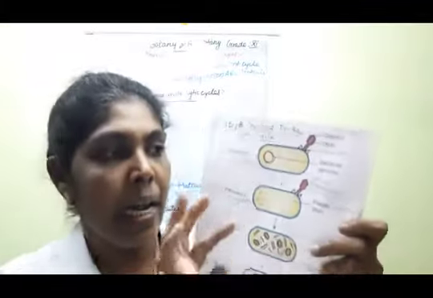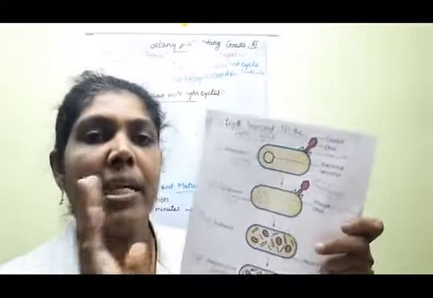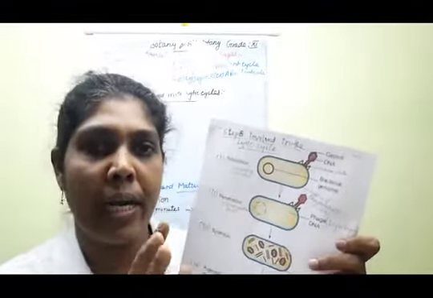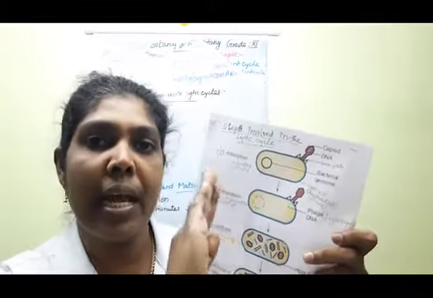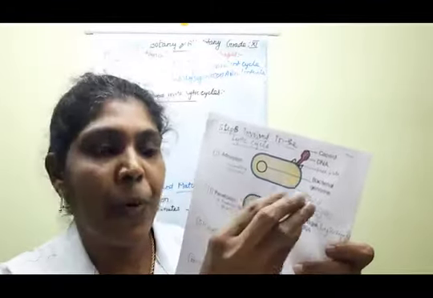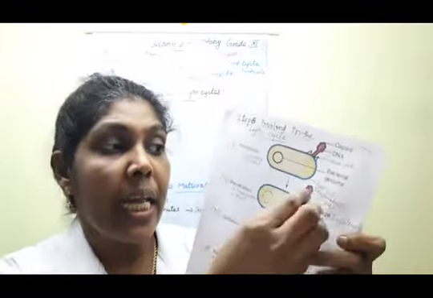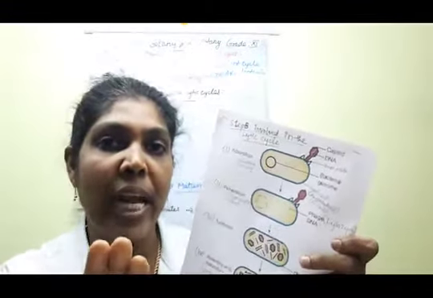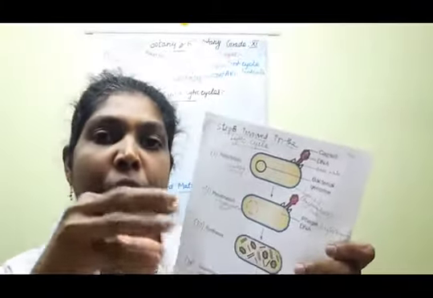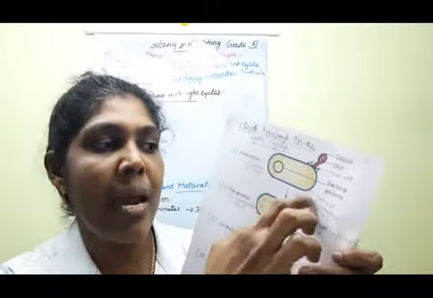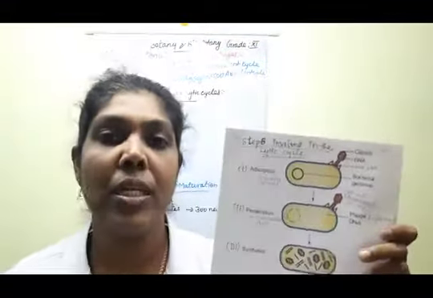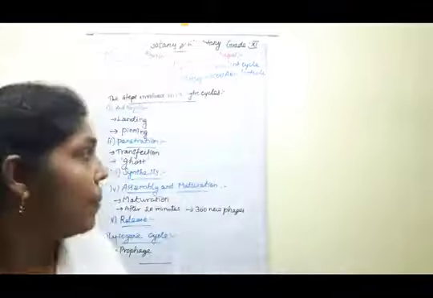Is it clear? The next one, what is remaining? The phage particles. Very good. They are left in the protein coat. This empty protein coat left outside, that is known as ghost.